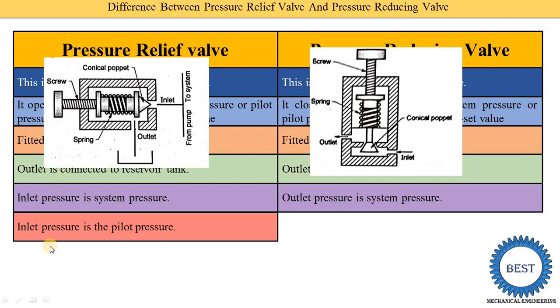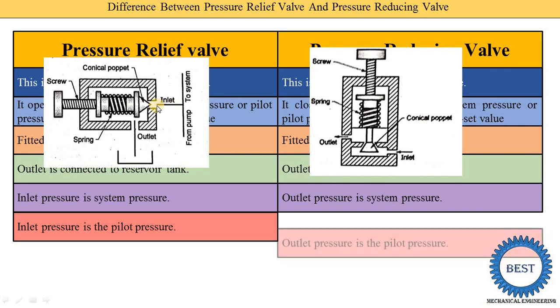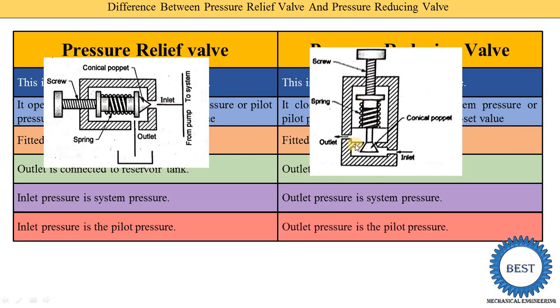Next point, in a pressure relief valve the inlet pressure is the pilot pressure. Pilot pressure means how it operates. Here you see this valve is operated using the inlet pressure. According to this inlet pressure it is operated, that means the inlet pressure is the pilot pressure. And in a pressure reducing valve the outlet pressure is the pilot pressure. Why is the outlet pressure considered the pilot pressure? Because here at the outlet the pressure is increased above the preset value. At that time this valve is operated. That's why the outlet pressure is considered the pilot pressure.